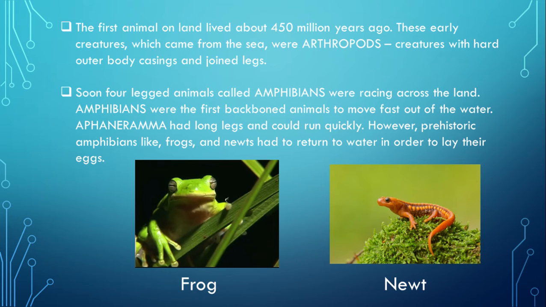Soon four-legged animals called amphibians were rising across the land. Amphibians were the first backboned animals to move fast out of the water. Some had long legs and could run quickly. However, prehistoric amphibians like frogs and newts had to return to water in order to lay their eggs.